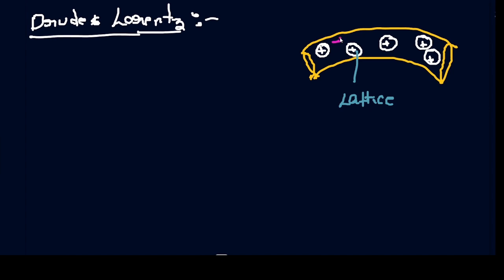Now if I consider a negative charge here, it will move randomly from here to there, like this. So when a conductor is not connected to any other source or battery, the electrons have a random, or disordered, motion.